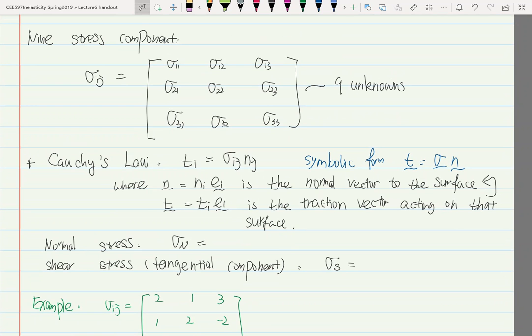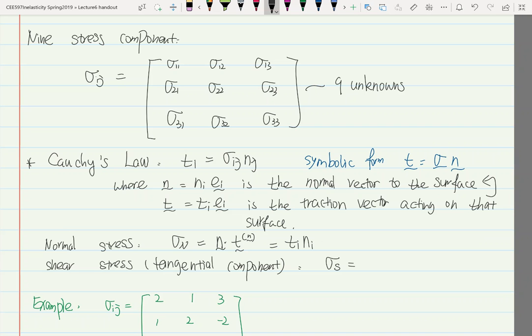The normal stress we can write as n dot t in the direction of n, and basically it's just t_i n_i. If you have a notation like t_i n_i where i is repeated, it means it is summation notation and everything needs to be summed together. So basically it's t_1 n_1 plus t_2 n_2 plus t_3 n_3. We all know that.